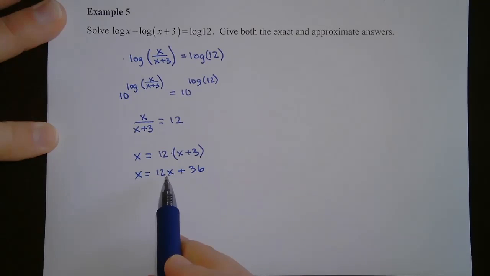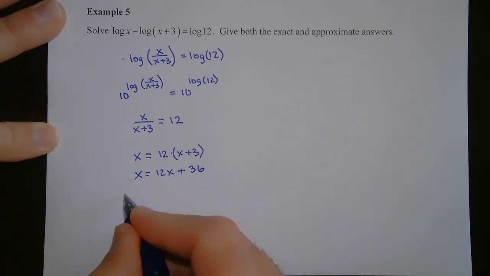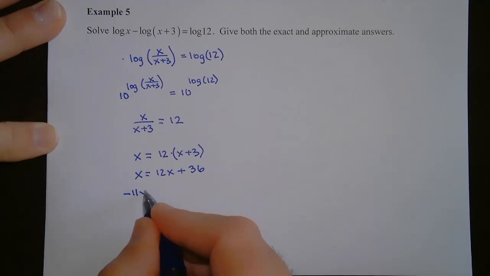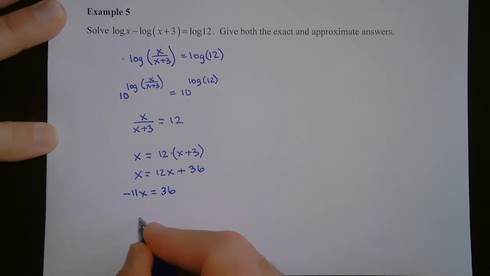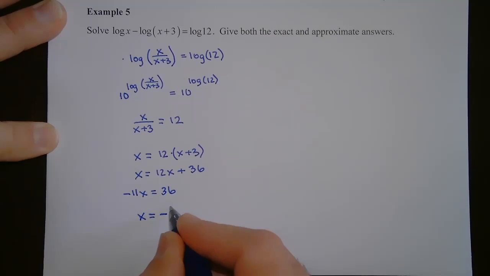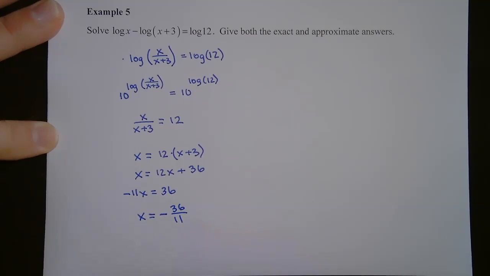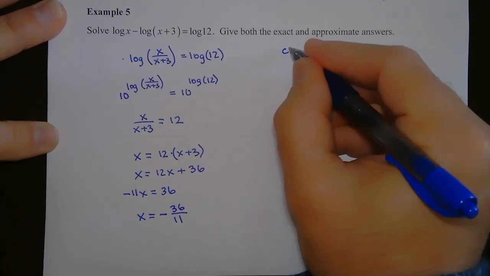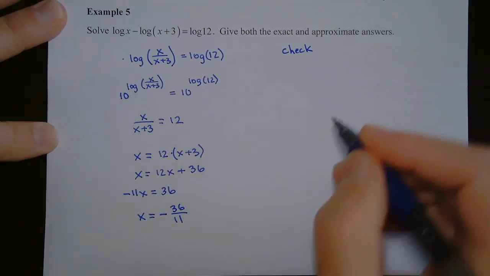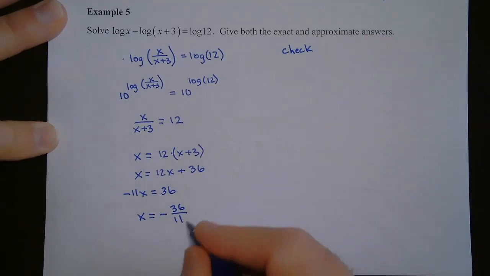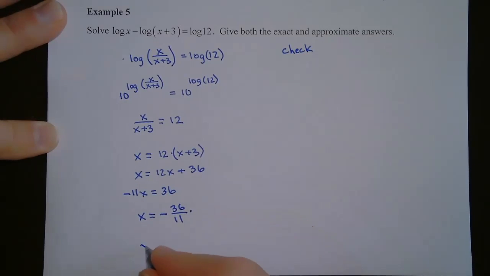Subtract 12x from both sides. That would wind up being negative 11x is equal to 36. Divide both sides by negative 11, and I get x is equal to negative 36 over 11. Now, is that answer going to work? We need to check, and we always want to check the exact answer, not the approximate.